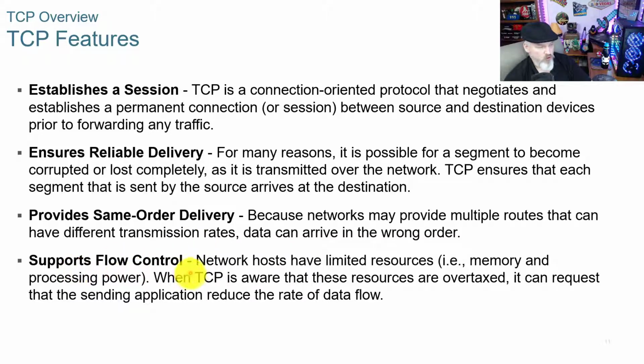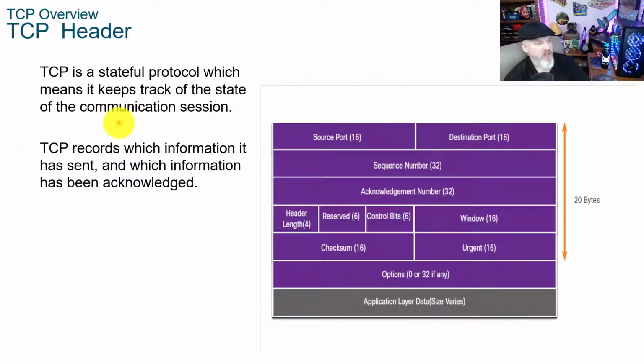It supports flow control. Network hosts have limited resources, memory, and processing power. So when TCP is aware that these resources are overtaxed, it can request that the sending application reduce the rate of data flow. This is a visual look at the TCP header.